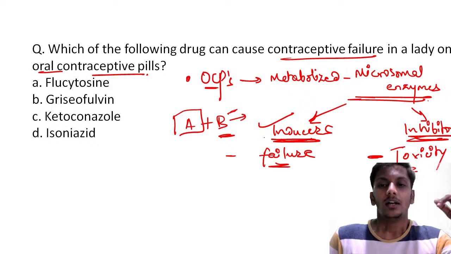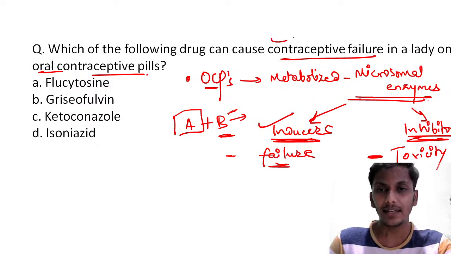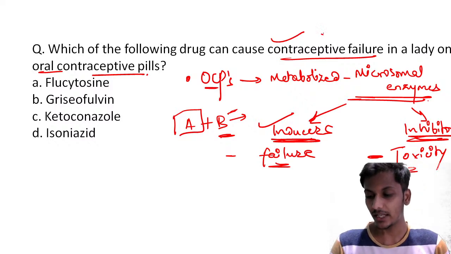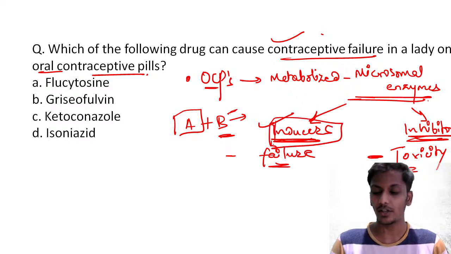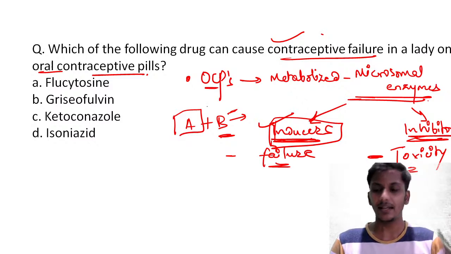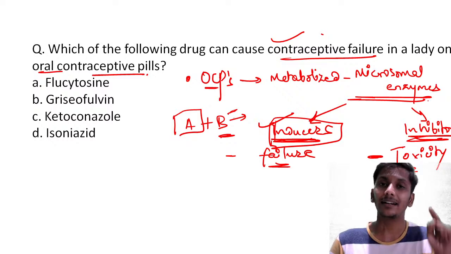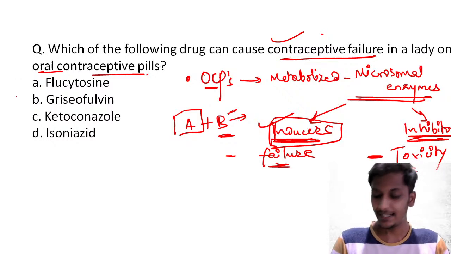And what are those? In this case, what has happened? There is a contraceptive failure which is seen, and it is due to some enzyme inducer which is given along with oral contraceptive pills. And which is the enzyme inducer given along with oral contraceptive pills? Those are your GPRS cell phone, where G stands for what? Griseofulvin, which is an antifungal drug.